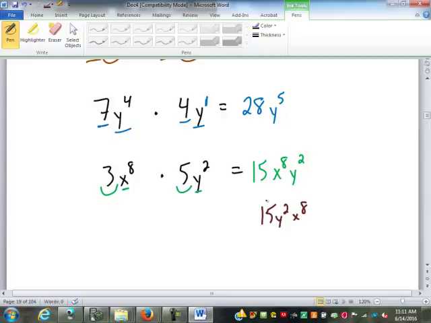But believe it or not, there is grammar in math. And in math grammar, we try to put the variables alphabetically. So x comes before y. Technically, it's correct either way, but it's more proper to list it as 15x to the 8th y squared.